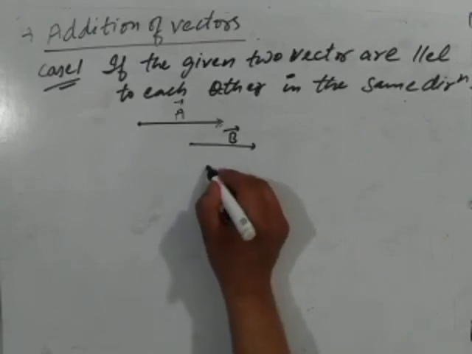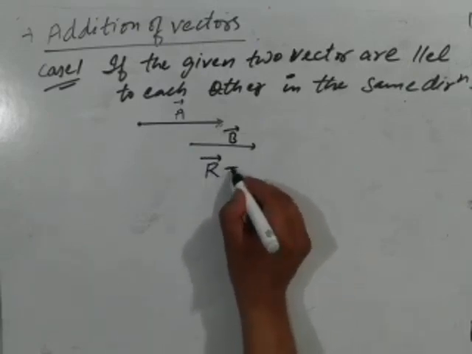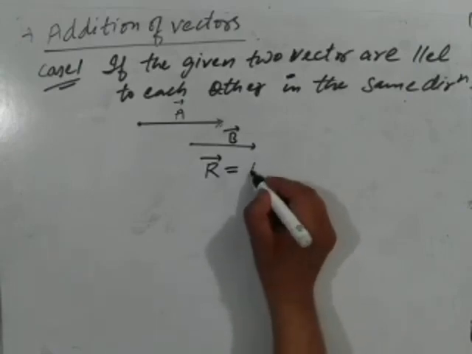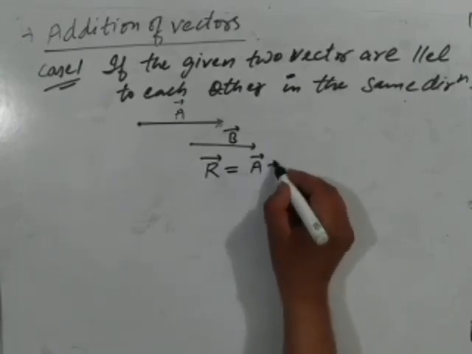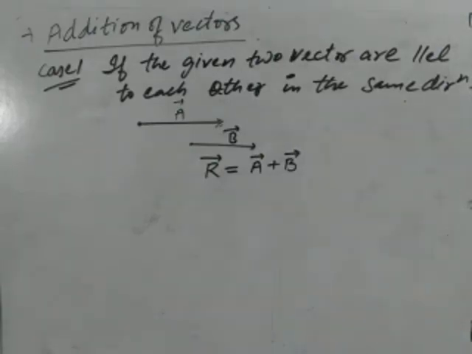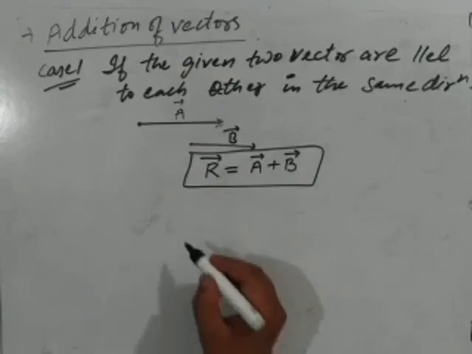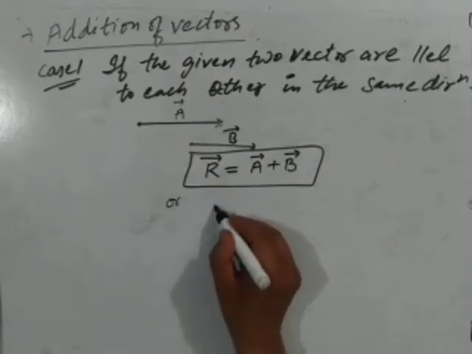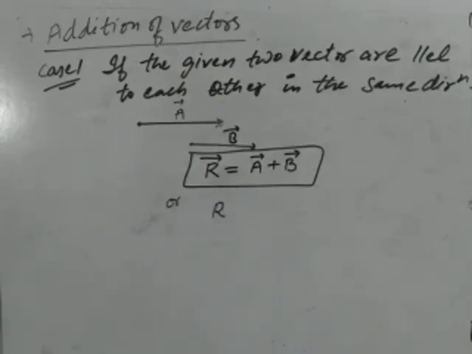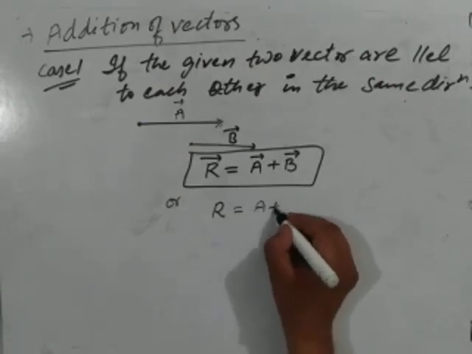Their resultant is represented by R vector, that is equal to the simple addition of the given two vectors. That is in the vector form, or in terms of magnitude we will not put any vector sign. So R is equal to A plus B.